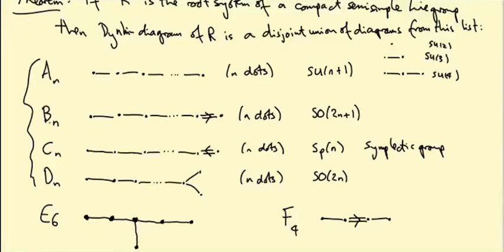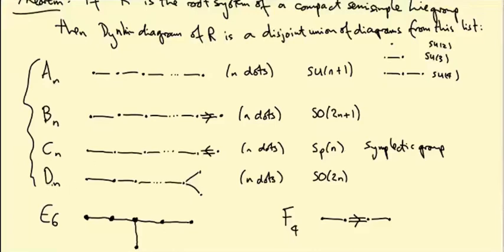Okay, next infinite sequence is called B_n. This corresponds to the odd-dimensional rotation groups. Again, there's n dots. Almost the same, except the last two are connected by two edges, and you have to put an arrow to tell which is the longer or shorter root. So the arrow goes from the penultimate dot to the final dot. That means the final dot corresponds to a shorter simple root. C_n is exactly the same, except the arrow goes the other way. And that corresponds to a family of groups called the symplectic groups, Sp(n), which we haven't discussed in this course so far. We'll do an exercise about these.